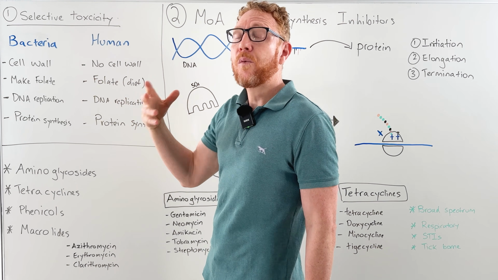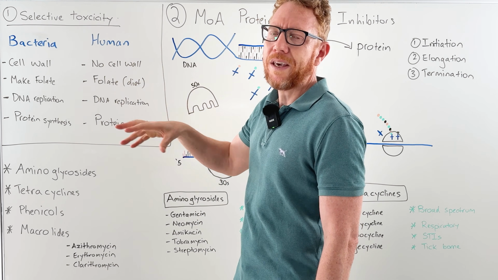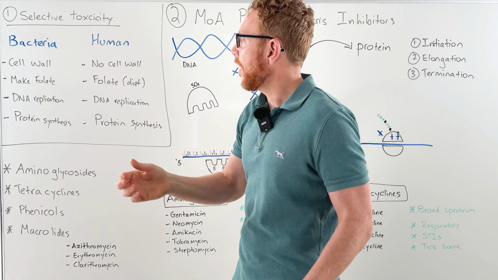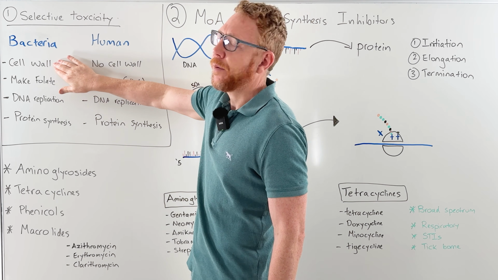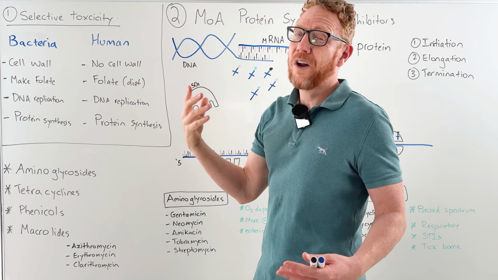Now in the first video, we saw that they have a cell wall, whereas we don't have a cell wall. So we can use a class of medication like the penicillins, the cephalosporins, and vancomycin to target the production of their cell wall. Therefore, they die. This doesn't affect us because we don't have a cell wall.